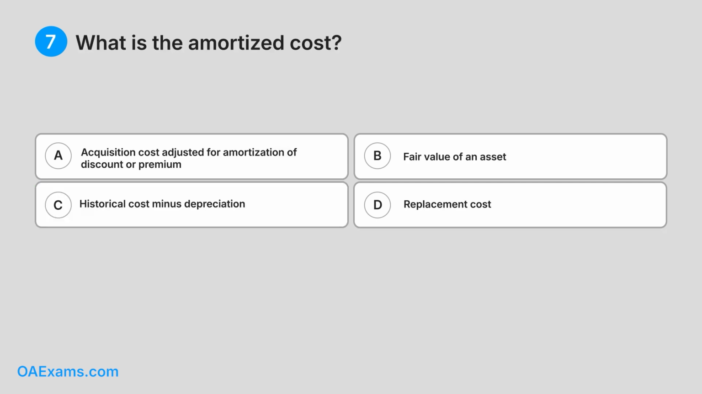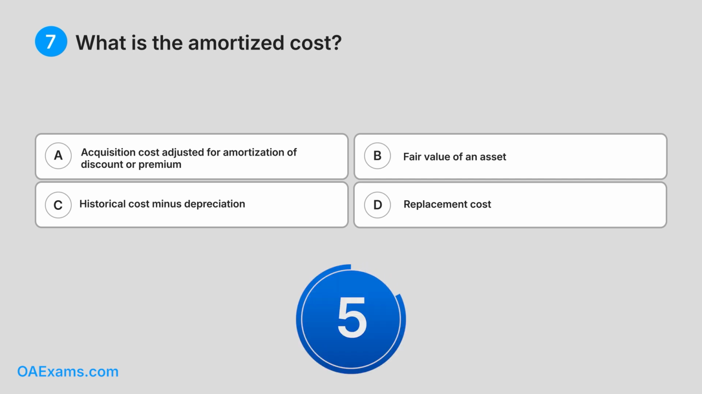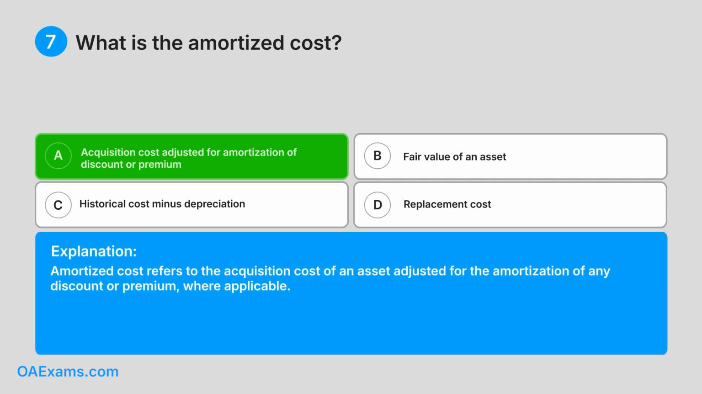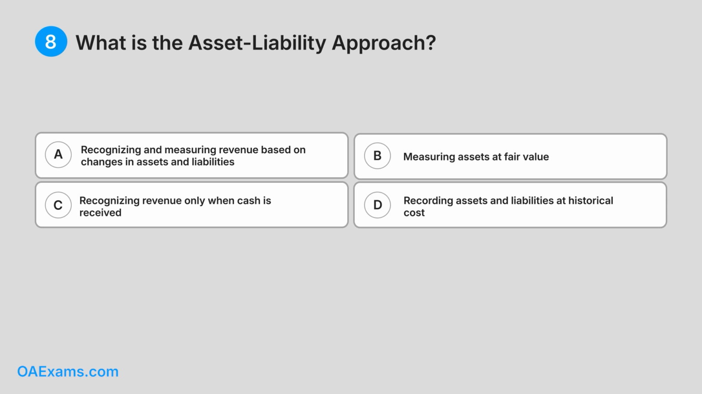7. What is the amortized cost? A. Acquisition cost adjusted for amortization of discount or premium. B. Fair value of an asset. C. Historical cost minus depreciation. D. Replacement cost. What do you think is the answer? Correct answer: A. Acquisition cost adjusted for amortization of discount or premium. Explanation: Amortized cost refers to the acquisition cost of an asset, adjusted for the amortization of any discount or premium, where applicable.